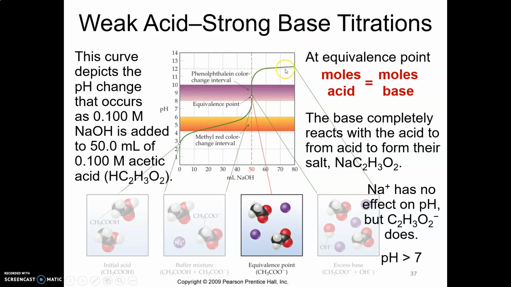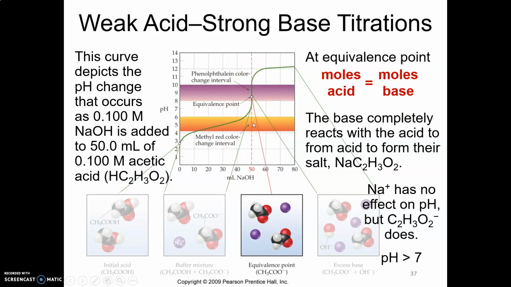All right, and then look at the top of the curve. The top of the curve, not really a dramatic change because at this point it's already basic and you're looking at the effect of a strong base on a basic solution. So this looks similar to the previous graph, right? The real changes are the beginning of it and the middle. That's where we see the biggest changes here.